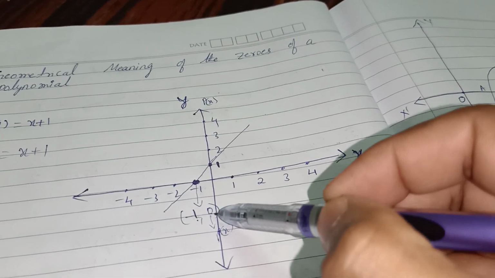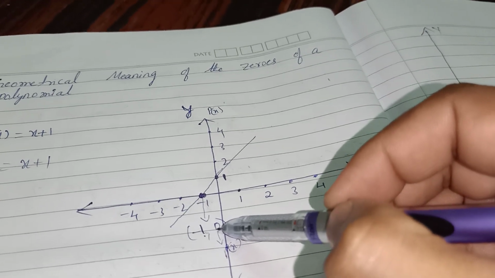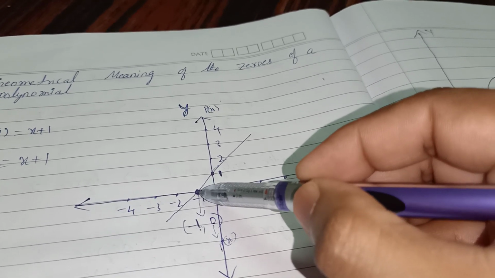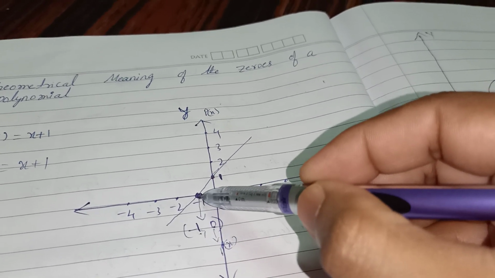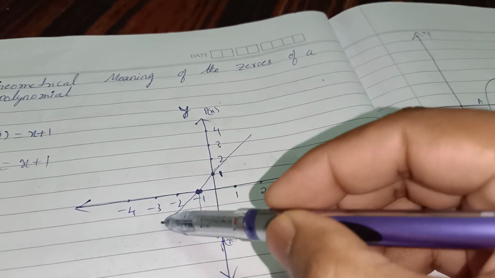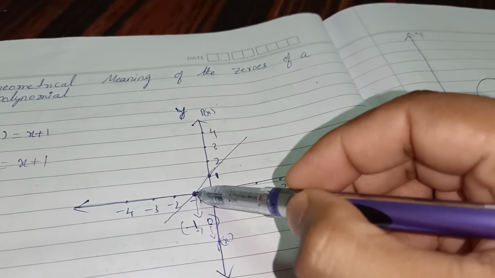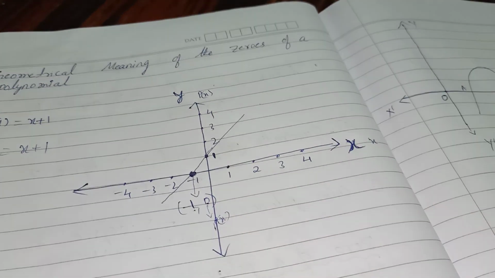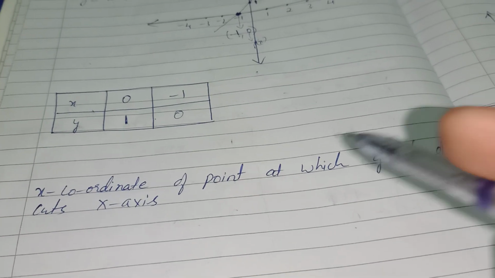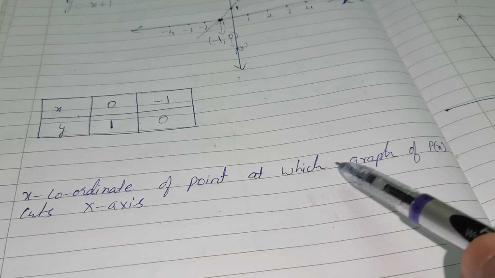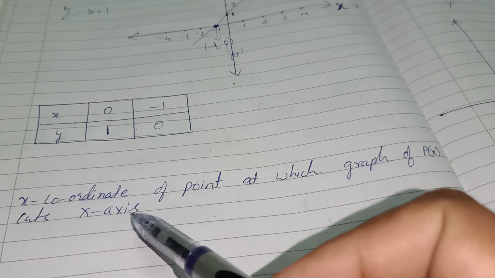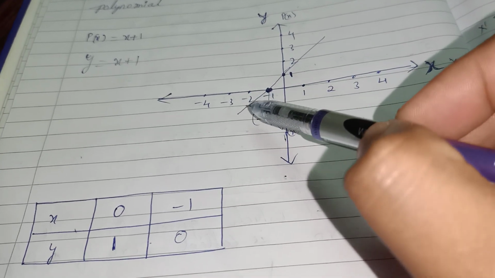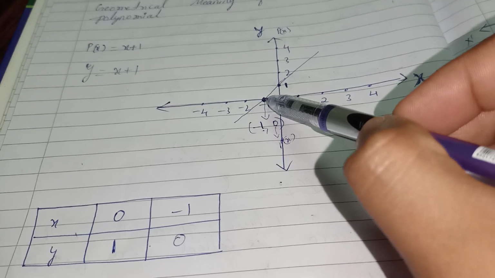So what is 0 of a polynomial? 0 of a polynomial is the x coordinate of a point at which the graph cuts the x-axis. So this graph cuts the x-axis, so it is called 0 of a polynomial. Here p of x value will become 0. So here there is only 1 0, right? Because the graph is cutting the x-axis at only one point.